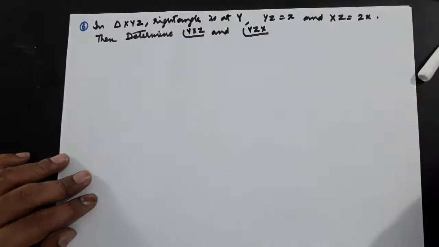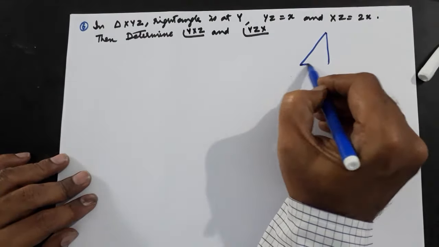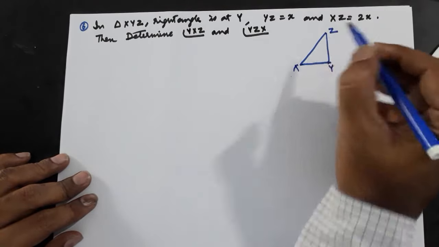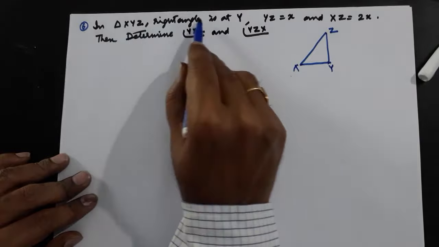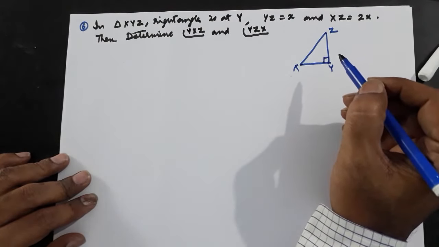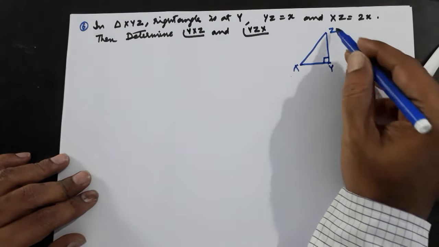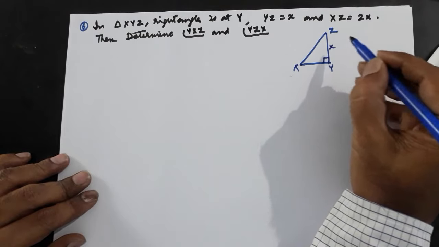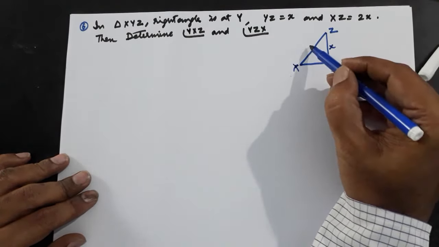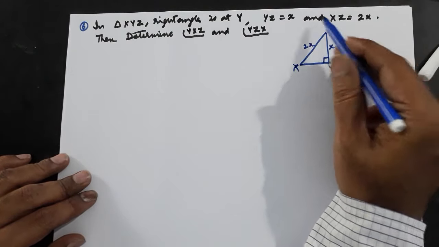Okay, let's draw the figure first. We have X, Y, Z. It is a right angle triangle. Right angle is at Y, so Y is 90 degrees. YZ is X centimeters, and XZ is 2X centimeters. This is X centimeter, this is 2X, which is given.